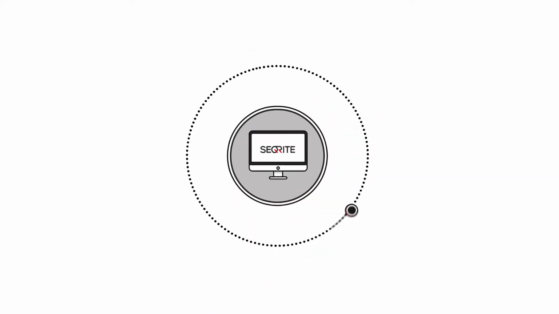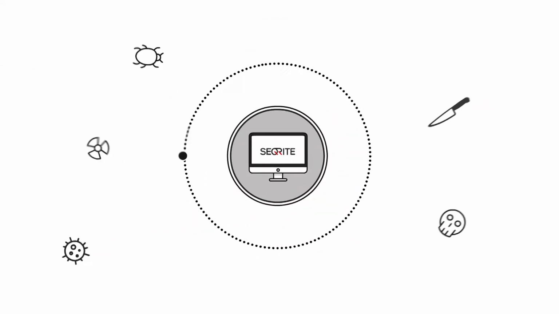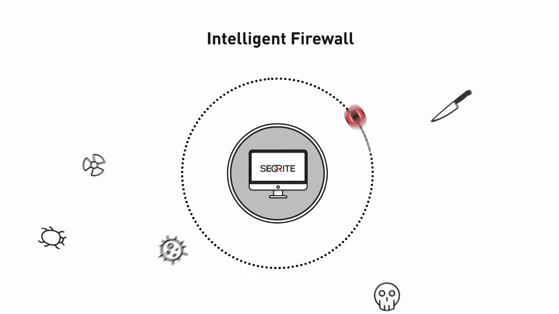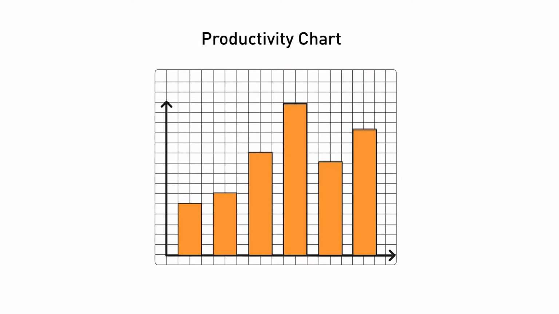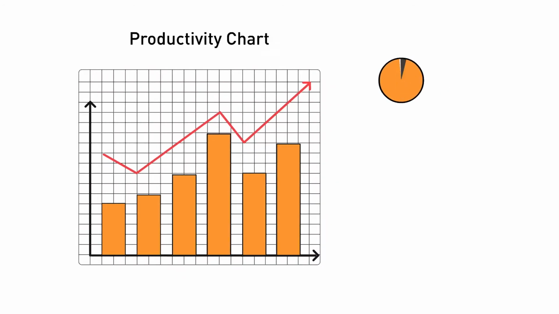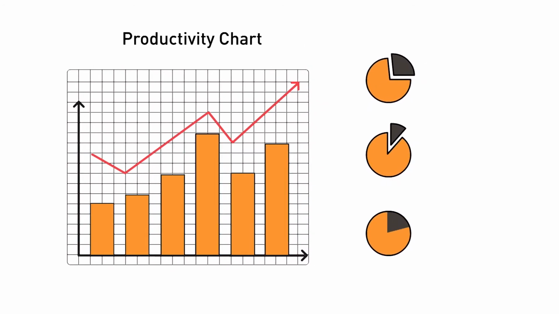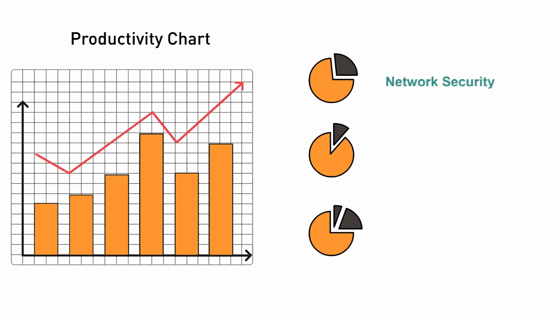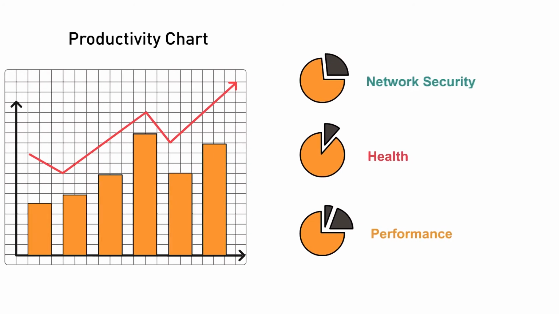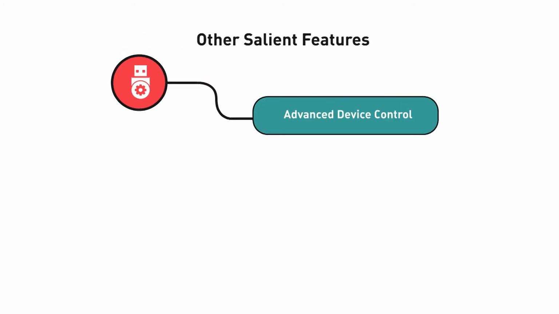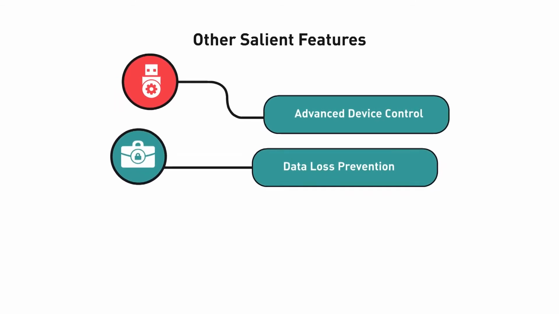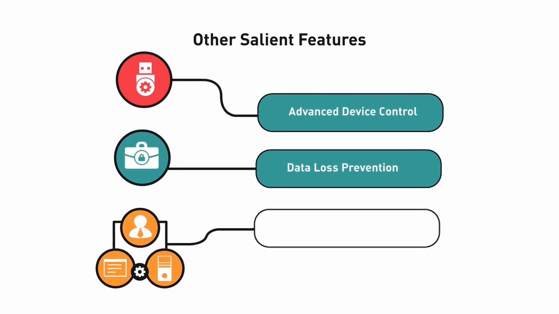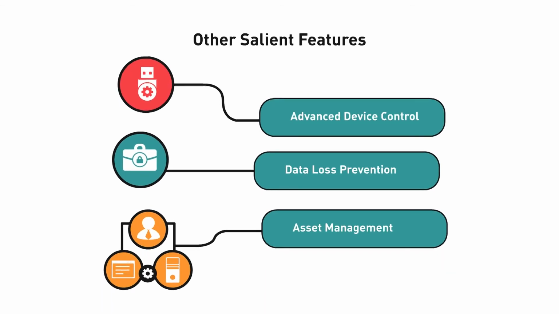And that's not all. You can block unauthorized access with intelligent firewalls, and advanced shields can detect attacks from various sources. The proof lies in the report. Access a wide range of reports that give high-level and an in-depth view of network security, health, and performance. Advanced device control, content-aware data loss prevention for protection of confidential data, and asset management are also available.